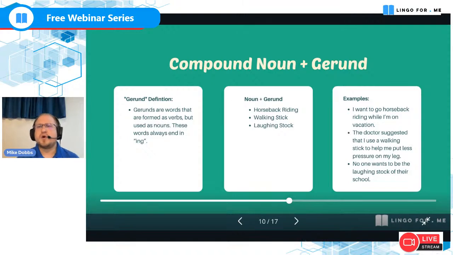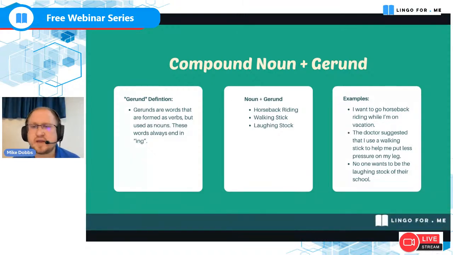And that will be horseback riding. So we have the compound noun, which is horse and back. We put those together. And horseback riding is if you're on top of a horse, because they stand on four legs, you are on their back. And so when you're riding a horse, that is called horseback riding.